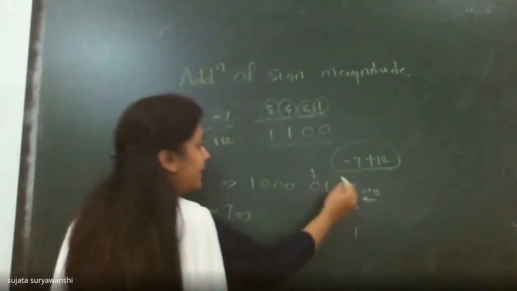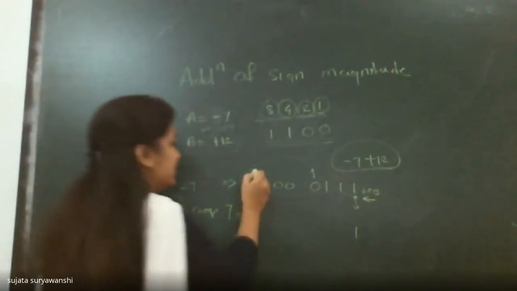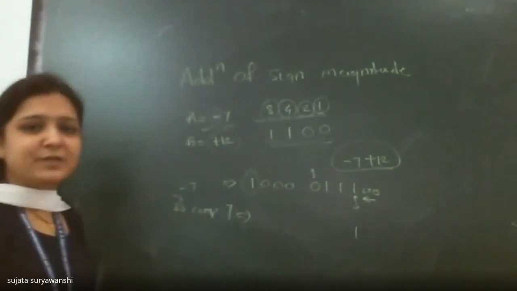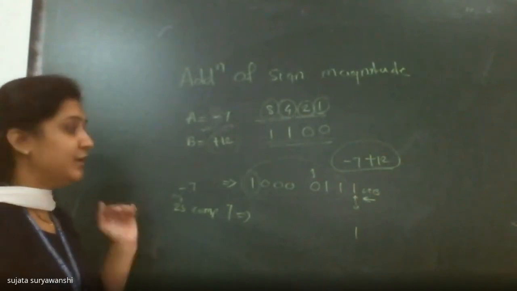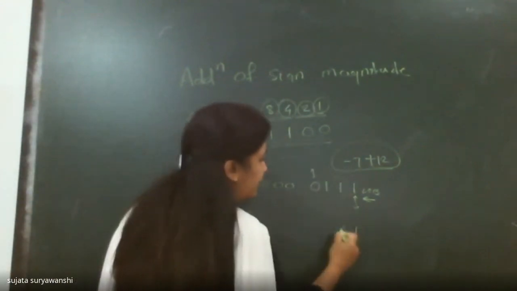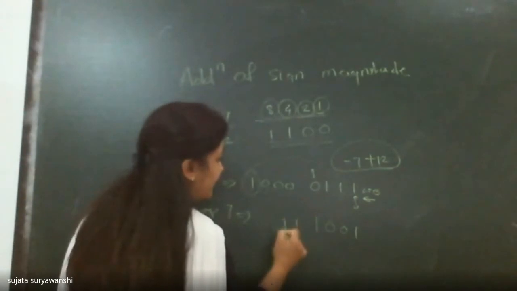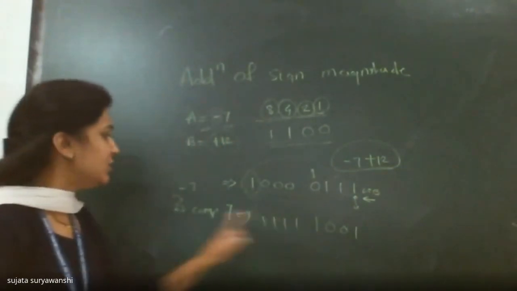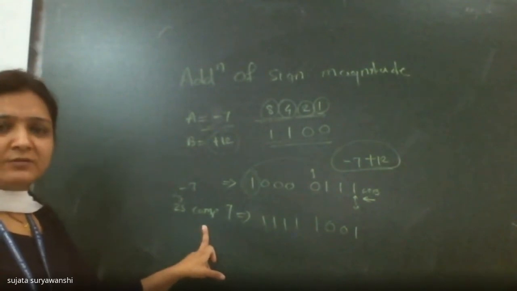And what about the remaining bits? You need to simply alter all the remaining bits, except the sign bit. We can't alter the sign bit in the case of the 2's complement of a negative number. So here alter all bits: 1 becomes 0, 0, then again 0, 1 1 1 and 1. So this is the 2's complement of 7. Understood? Everyone getting this concept?